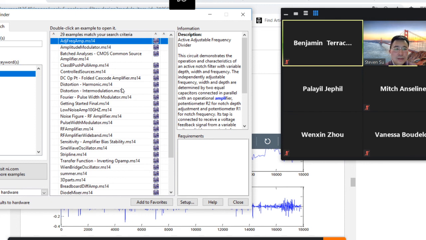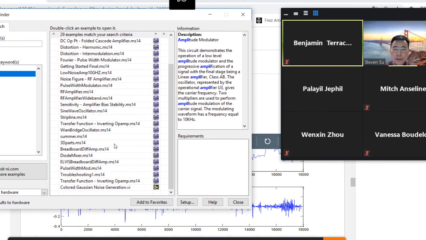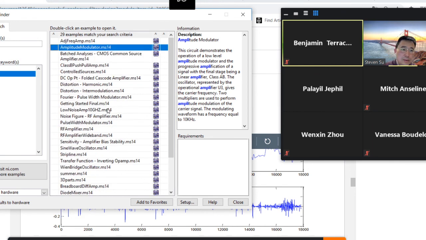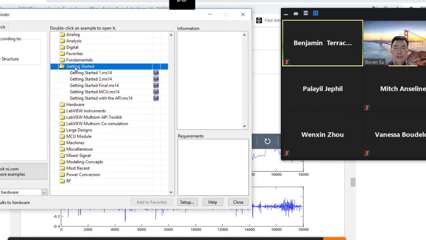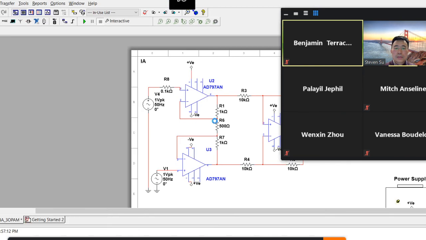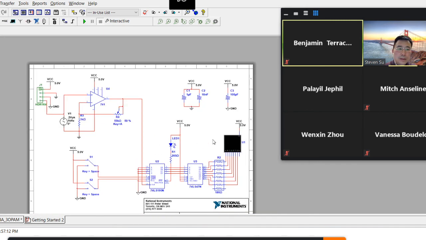So they have several examples you can select. For example, amplitude modulation. They have different ones. Maybe you can search for the one you really want, and you can even search on the website. Some people have already developed circuits. This is a fun example, and they have lots of digital and analysis examples for getting started. There are several examples you can use to get started with Multisim.